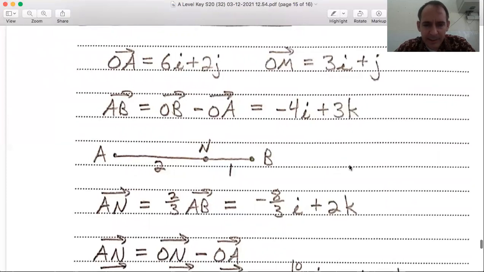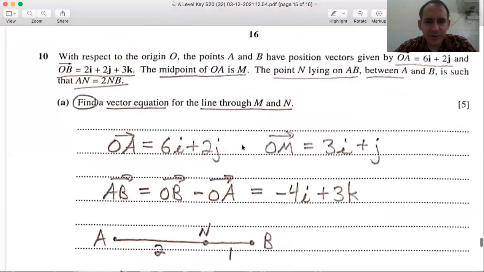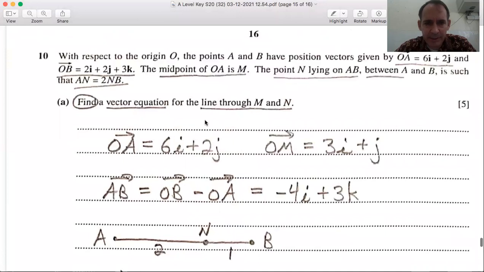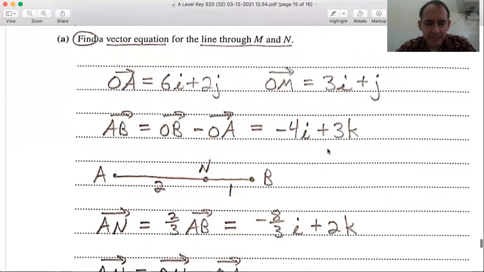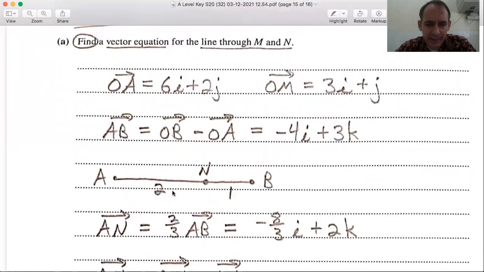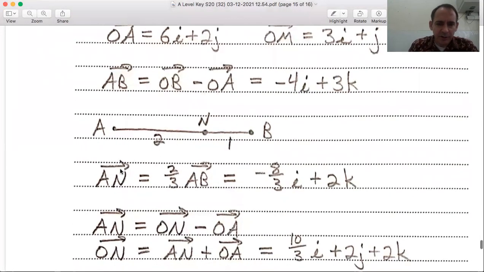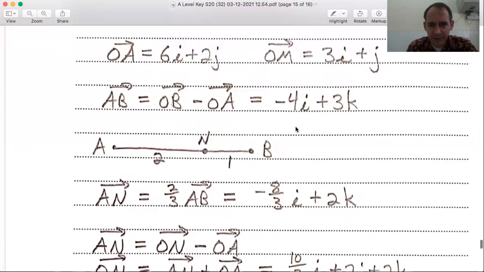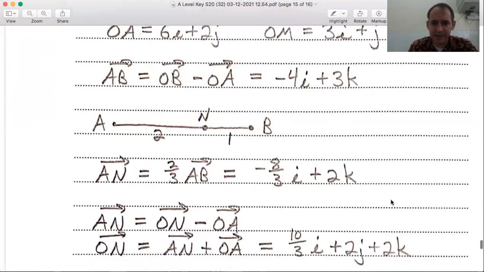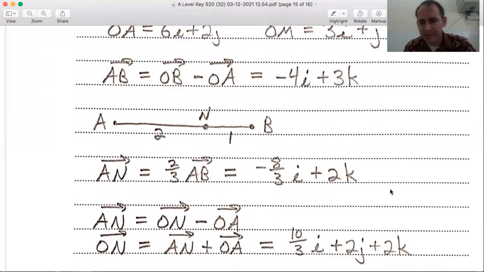Make your AB line. N is on the line AB such that AN equals 2 times NB. So that means there's 3 pieces total. So AN equals 2/3 of AB. And our AB was up here, so we take 2/3 of that. Gives us a negative 8/3 i plus 2k.